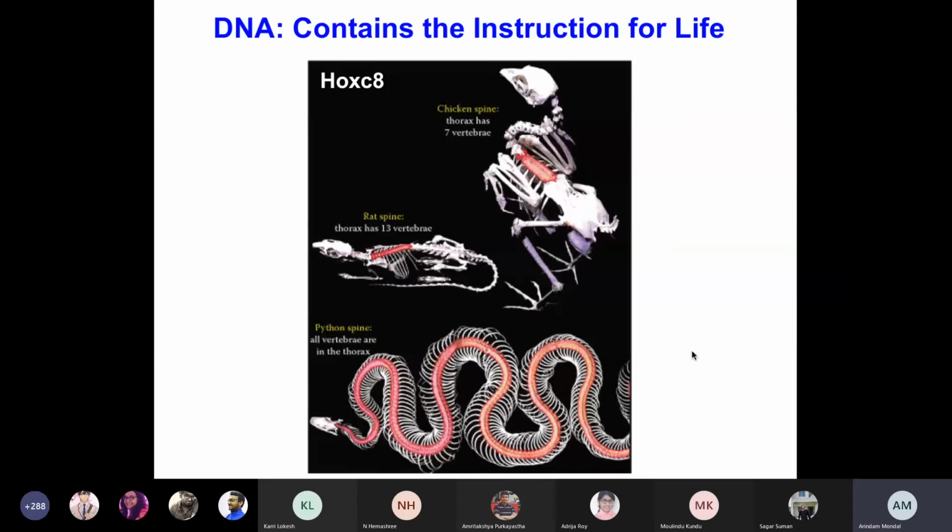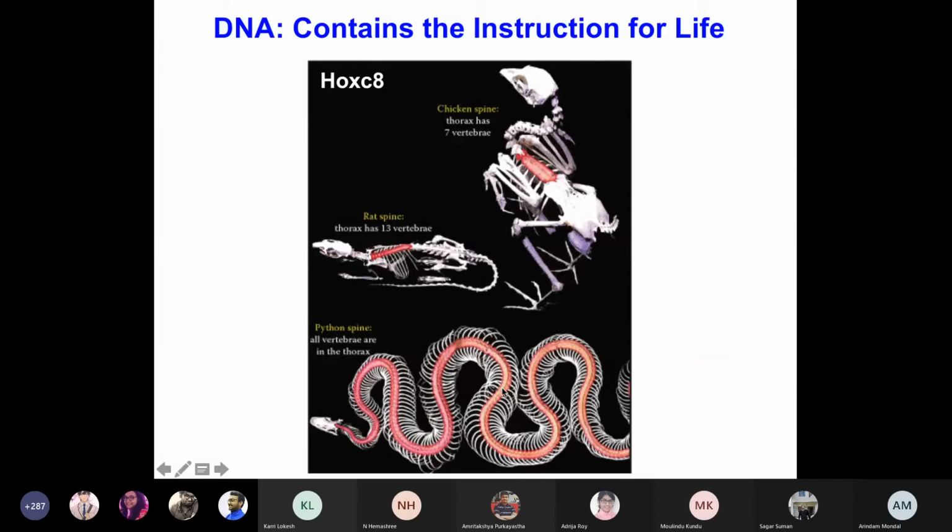So for example, this is a classic example of regulation of gene expression. We have one particular protein which regulates the spinal cord formation. Now, in the spinal cord, we have vertebra, and different organisms have different numbers of vertebra. For example, in the case of the chicken, there are 7 vertebra. In the case of the rat spine, there are 13 vertebra. And if you look into the python, it's all vertebra all across.